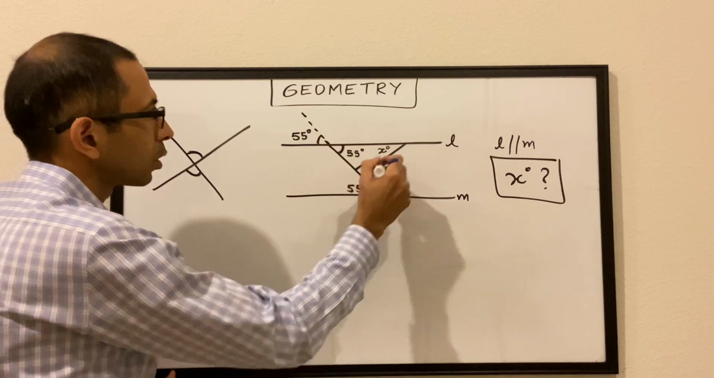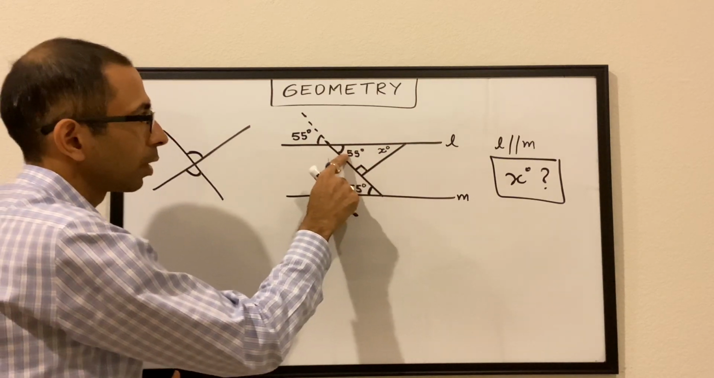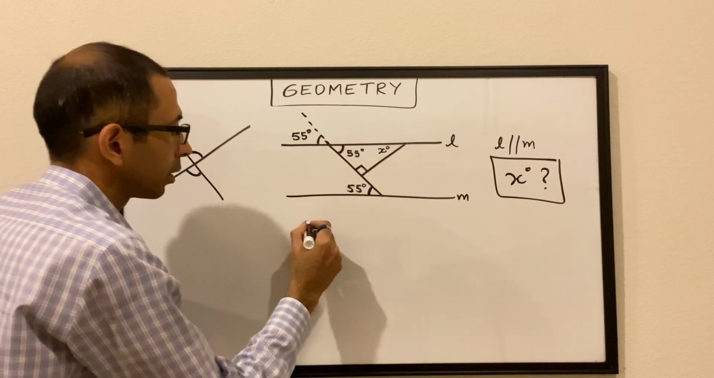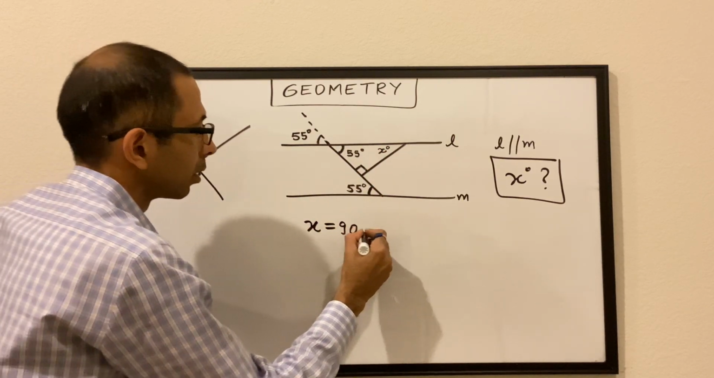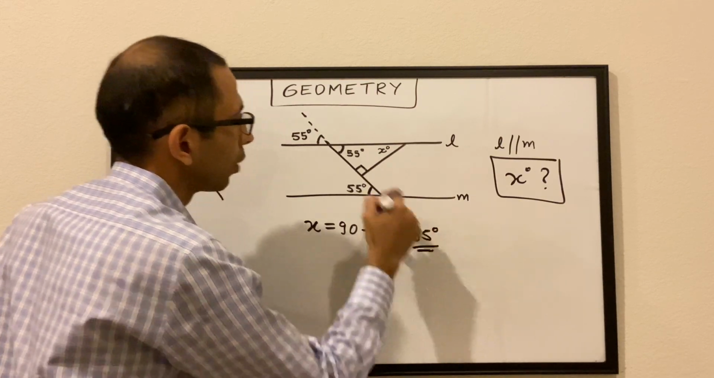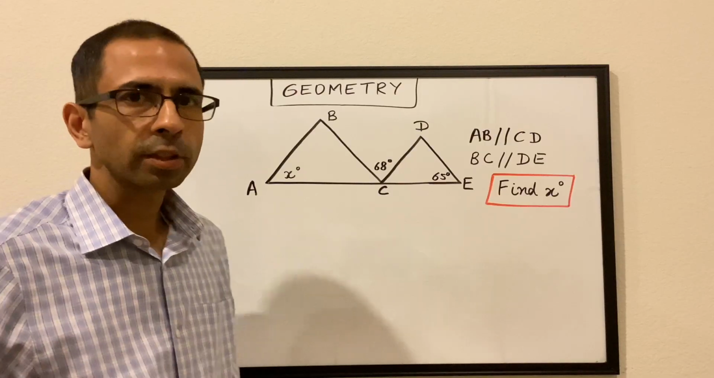Now, if we look into this triangle here, this angle is already 90, this is 55, so x would be 90 minus 55, which is nothing but 35. So the value of x is 35 degrees. Okay, let's quickly take a last example here.